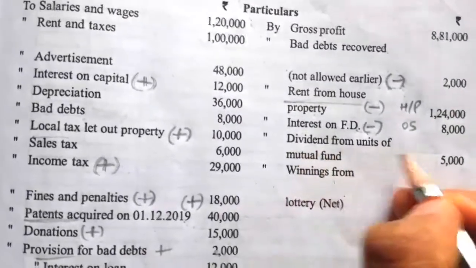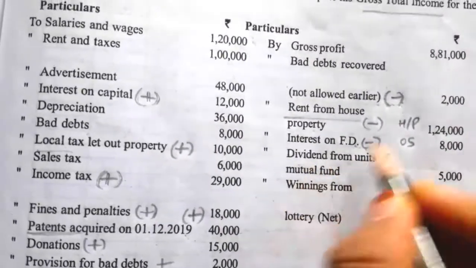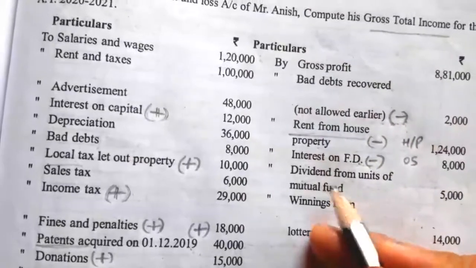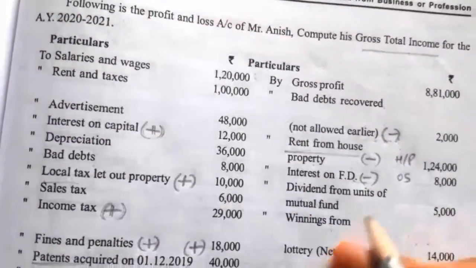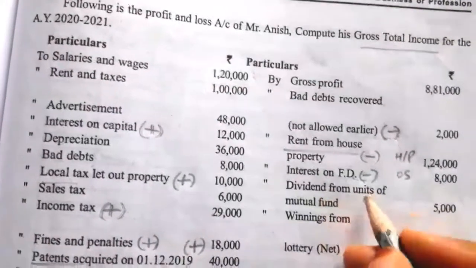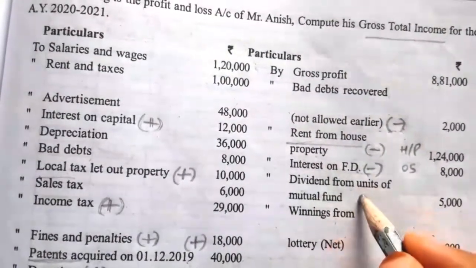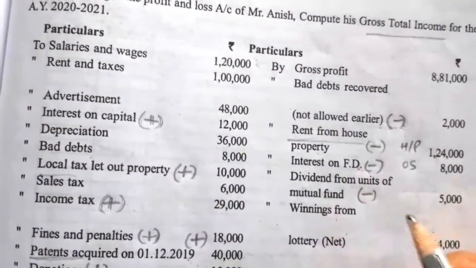Next is dividend from units of mutual fund. Anish has received a dividend income from units of mutual fund because of investment in the mutual fund. So it is not relating to business income, so we have to cancel while calculating the business income.